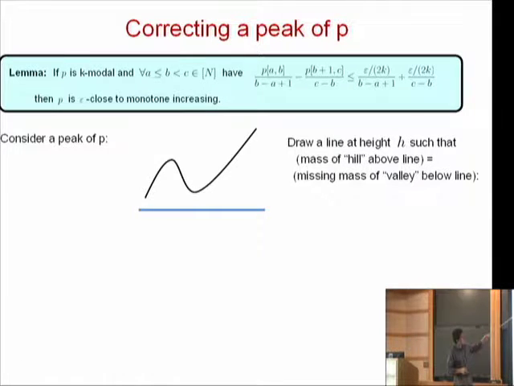So OK, this is the lemma, or this is the process by means of which we prove this lemma. We can correct a peak of the distribution. So say your distribution goes up and then goes down, something like this. The idea of how we correct the peak is we're going to drop a line. And we're going to let the line stop once the mass it cuts off on the peak equals the mass that's missing in the valley. So that's the variation distance of this local violation of monotonicity.